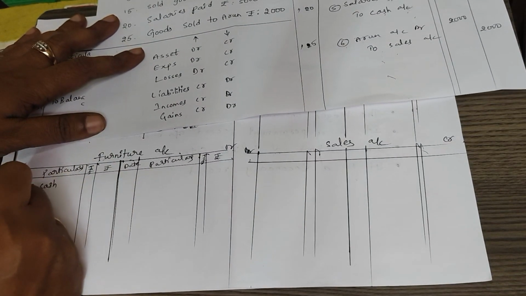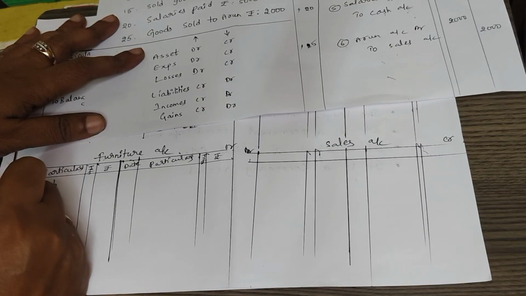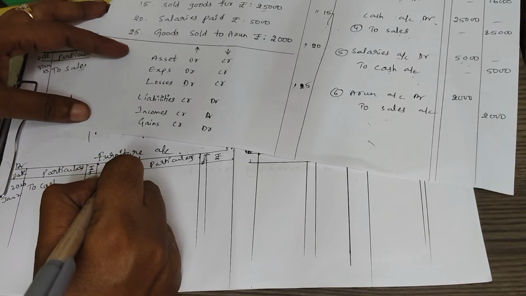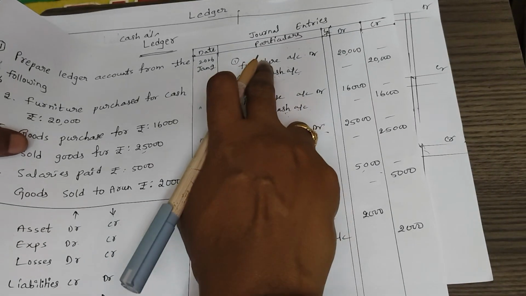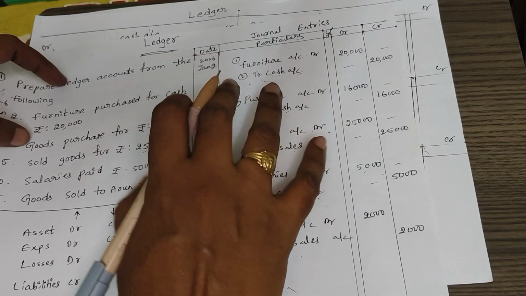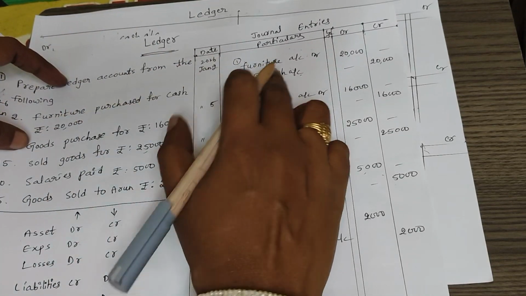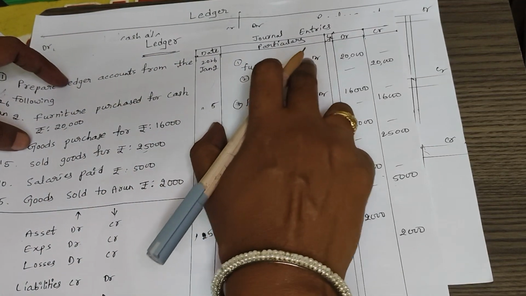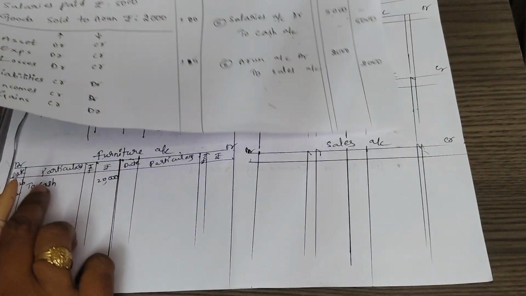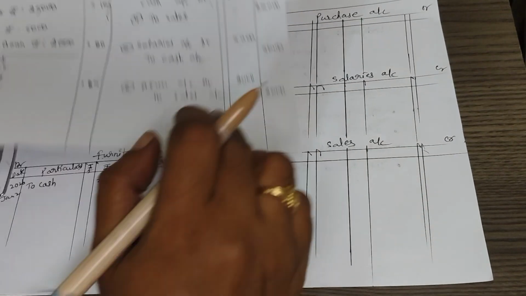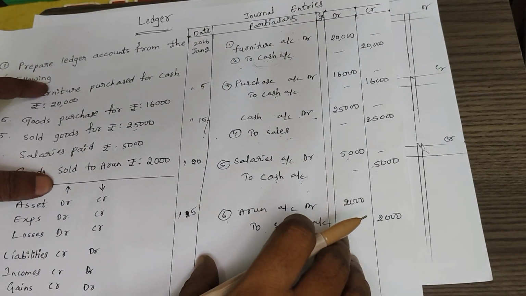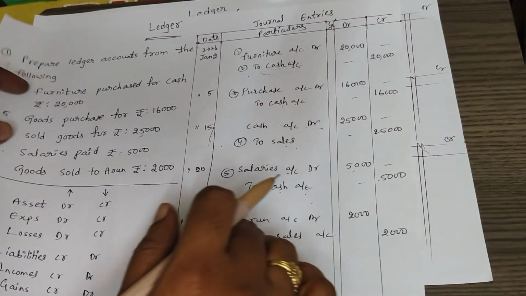What is the date? Jan 2nd, 2026. What is the value? 20,000. See here, in the furniture account, we are writing to cash. To means we need to write on the debit side. And also the furniture account is debit. So on the debit side, we are writing the opposite aspect, that is cash. So to cash, what is the amount? 20,000. Okay. So in the journal entries, is any other entry related to furniture? No. So close this.